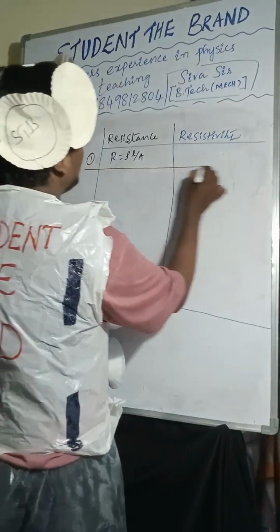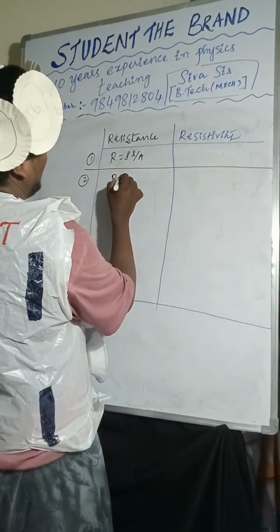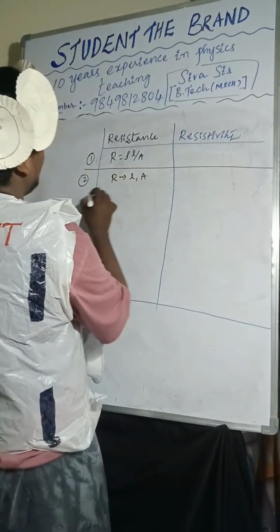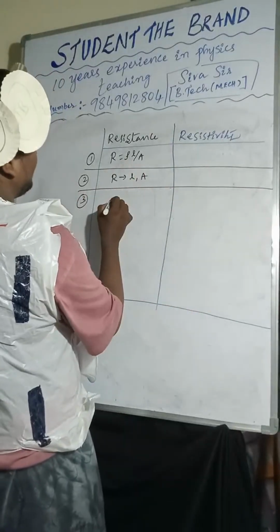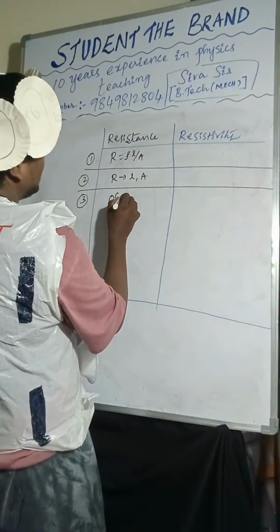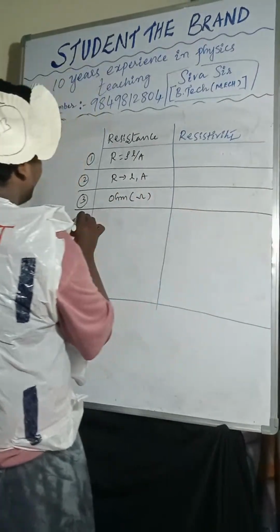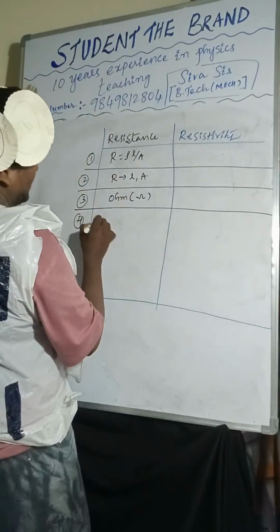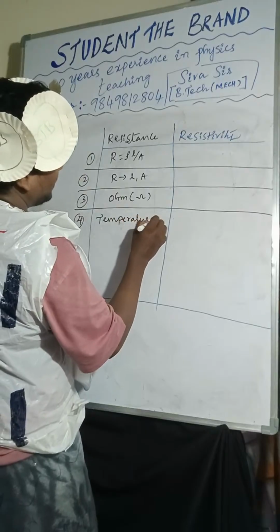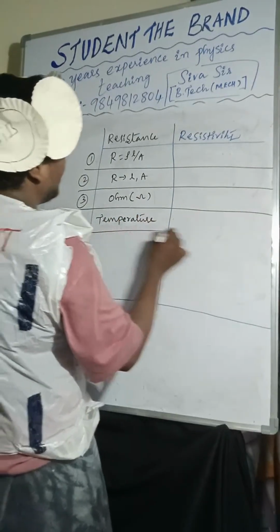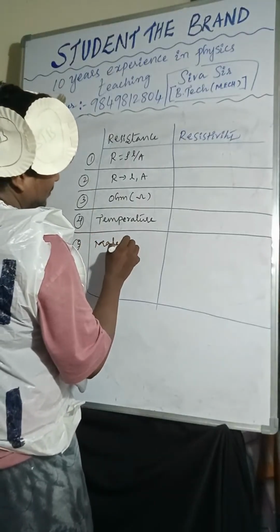Second one, R depends on length and area. Third one, the SI unit of resistance is ohm. Next, fourth one, resistance depends on temperature. And fifth one, resistance depends on material also.